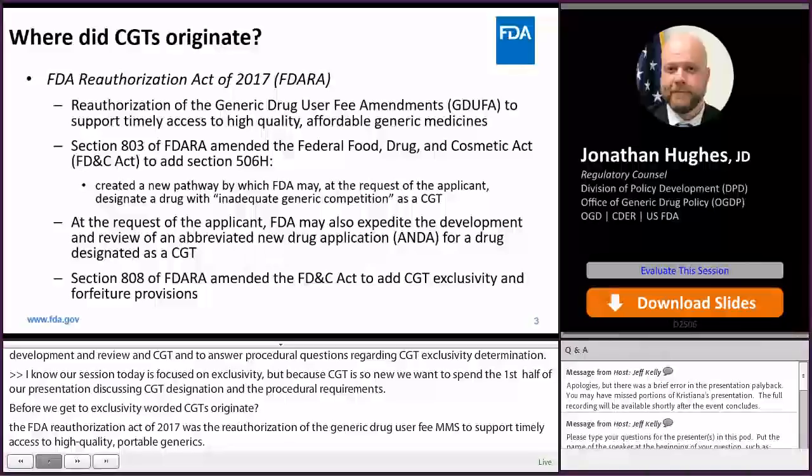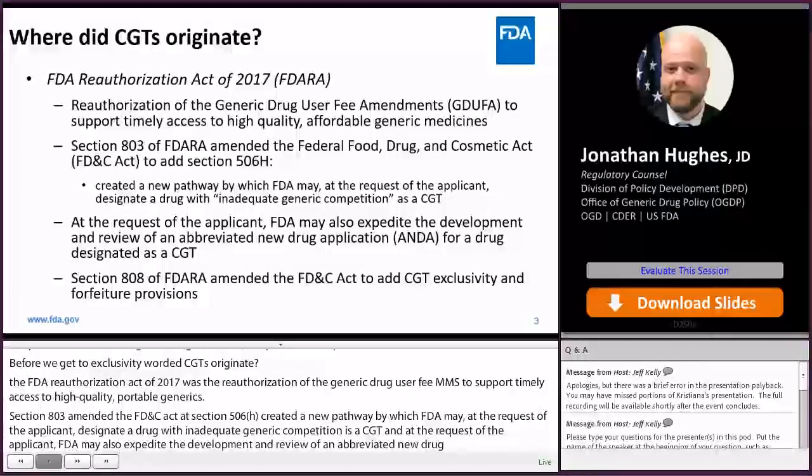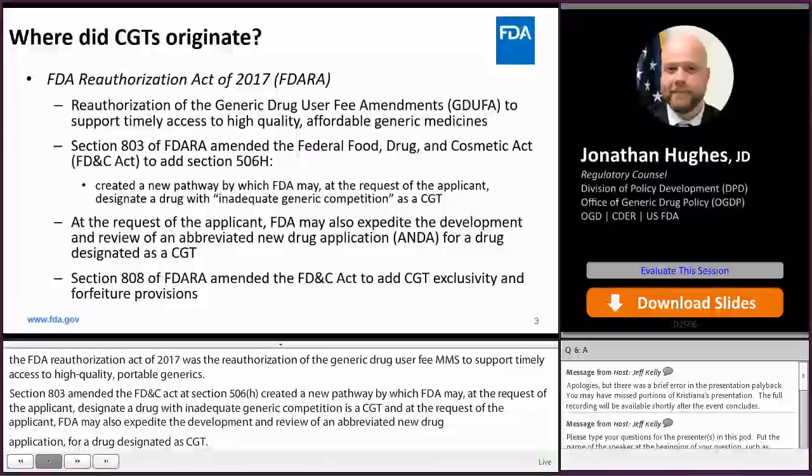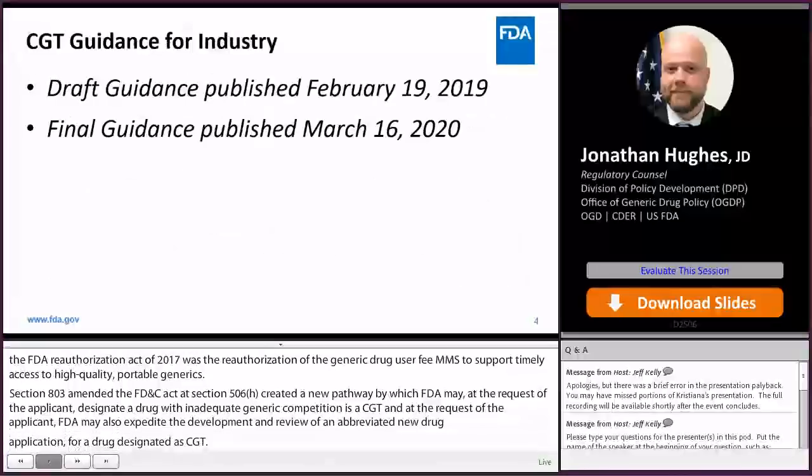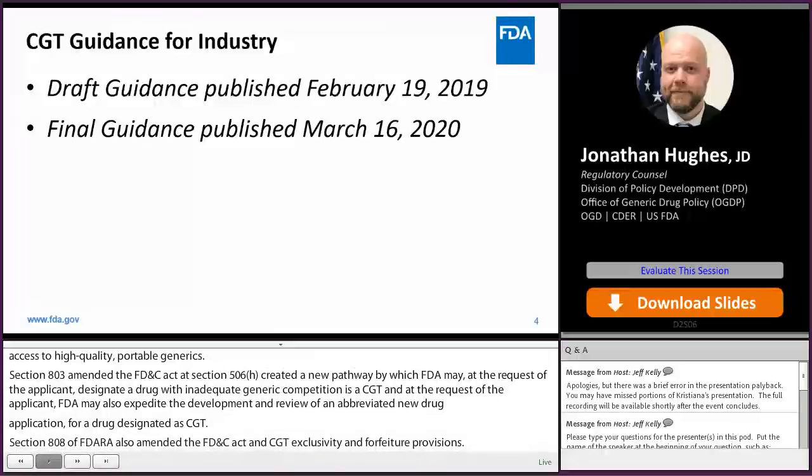Section 808 of FDARA also amended the FD&C Act to add the CGT exclusivity and forfeiture provisions. Also, as part of FDARA, FDA was required to issue guidance on CGT.